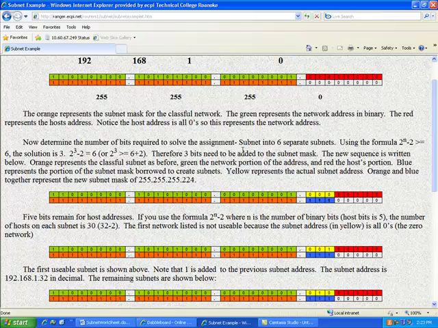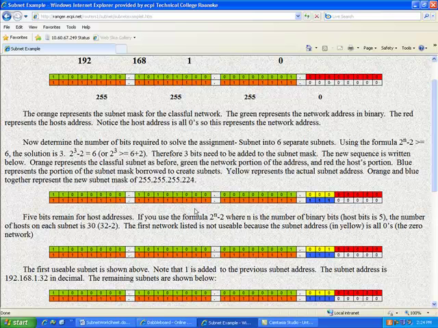Subnet into 6 separate subnets using 2 to the n minus 2 greater than or equal to 6. The solution is 3. 2 to the third minus 2 is equal to 6. So we're going to use 3 bits, and the 3 bits are represented down here by the blue.